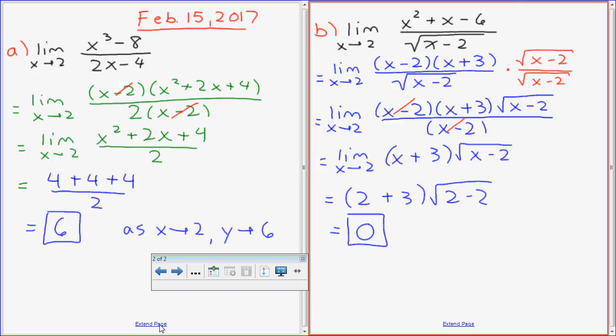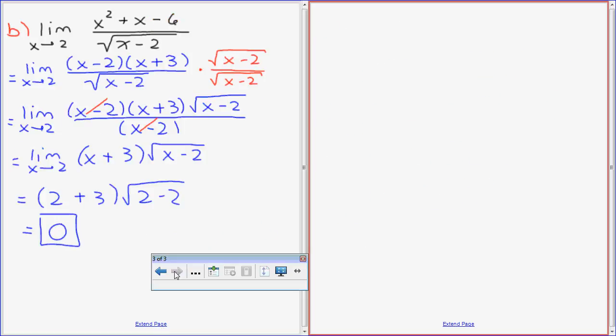Okay, let's go through some homework questions. Let's start with 5B. Limit x approaches 0. x all over 1 plus.